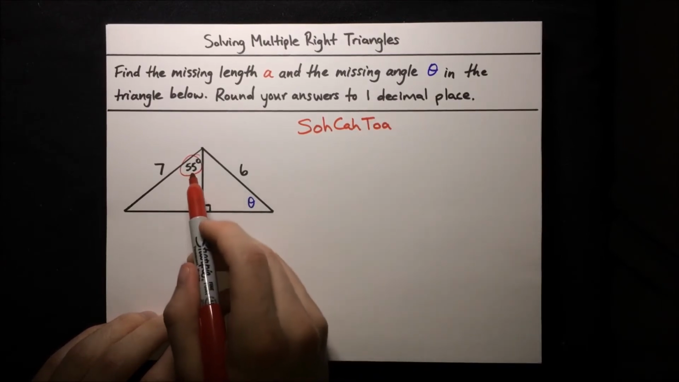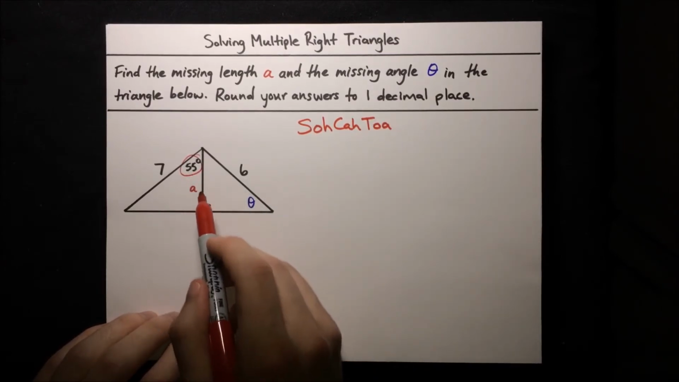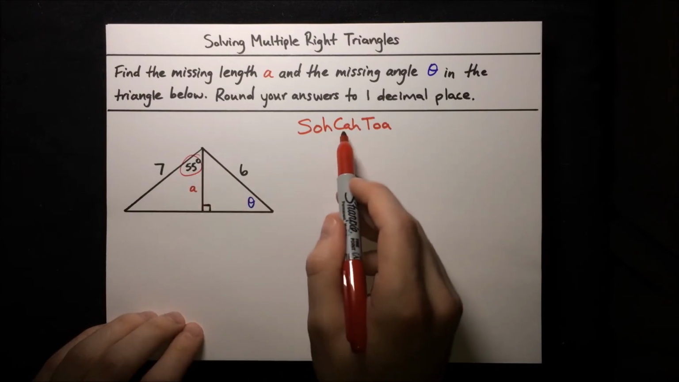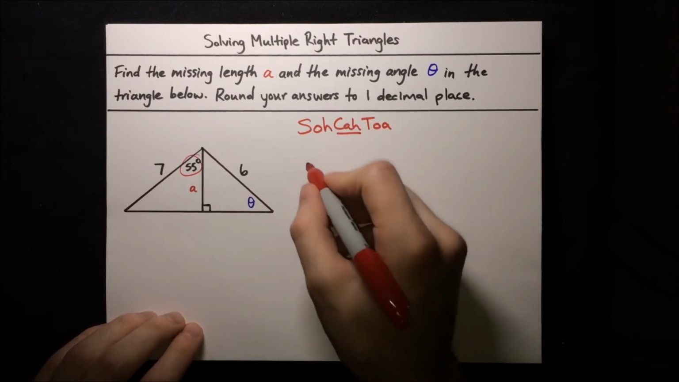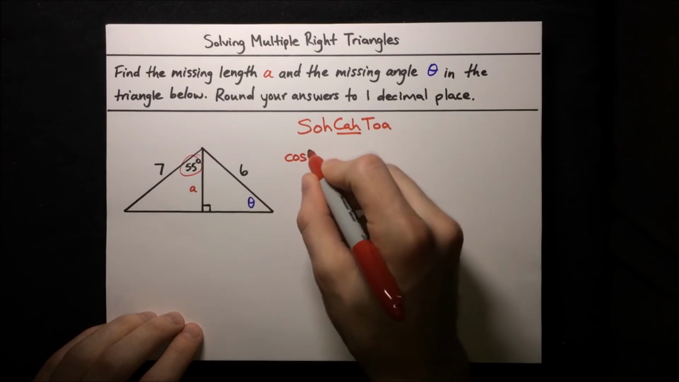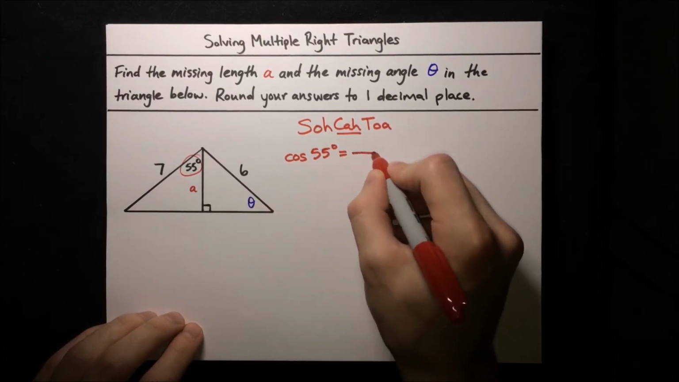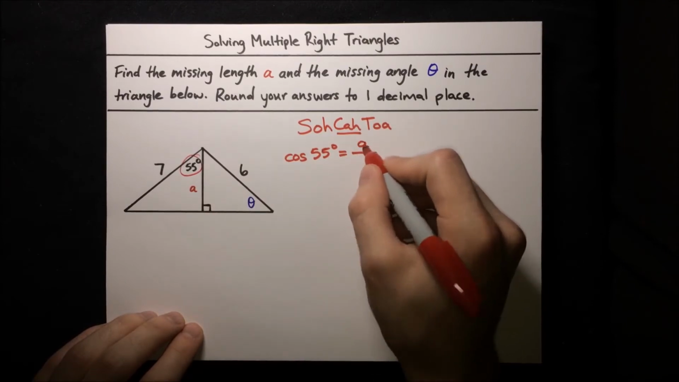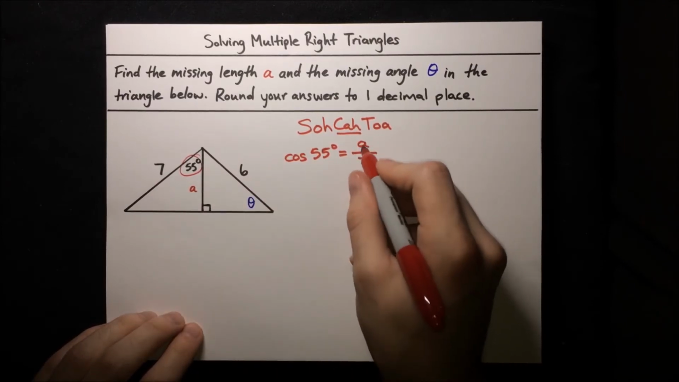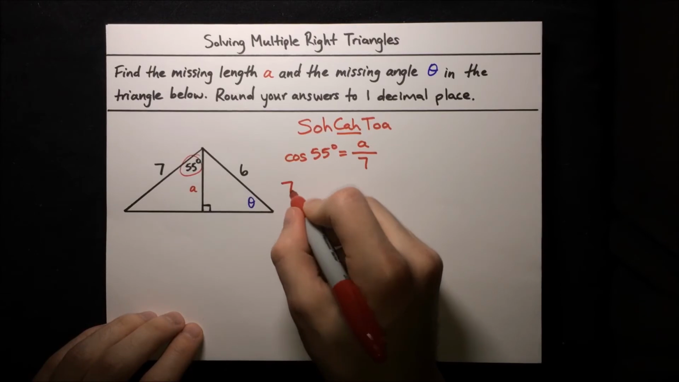And we're looking for a. A is adjacent to 55 degrees, 7 is the hypotenuse. Adjacent and hypotenuse, that's cosine. So let's use cosine. Cosine of 55 degrees equals adjacent over hypotenuse. Adjacent is just a, and hypotenuse is 7. So solve for a by multiplying both sides by 7.